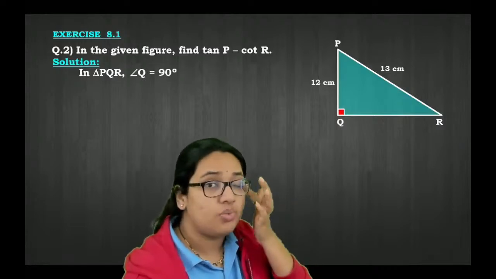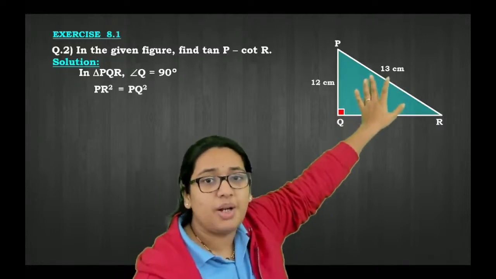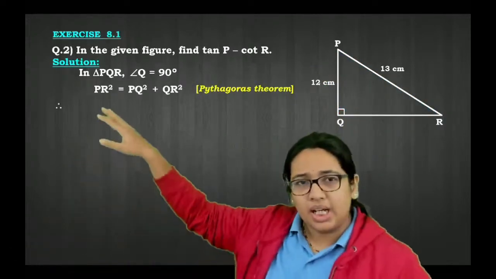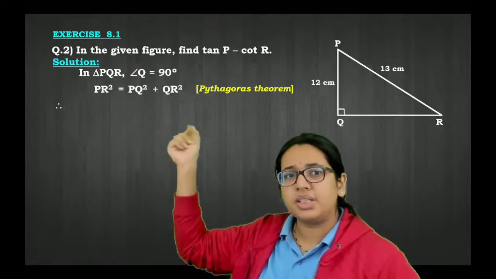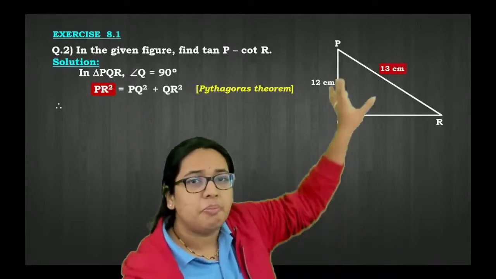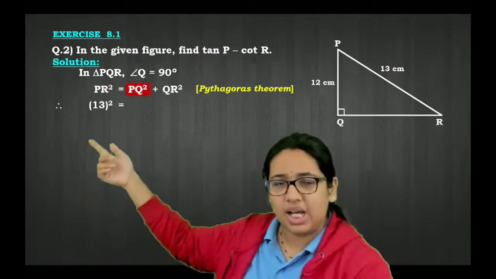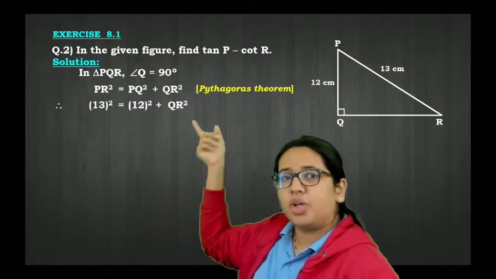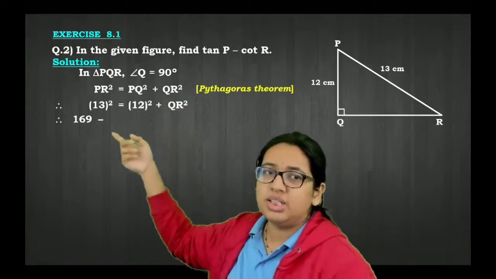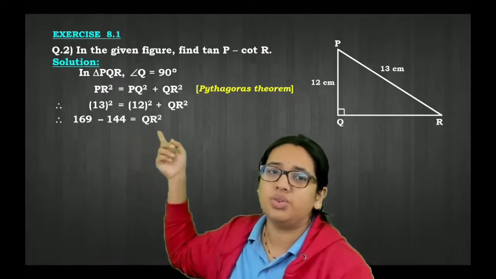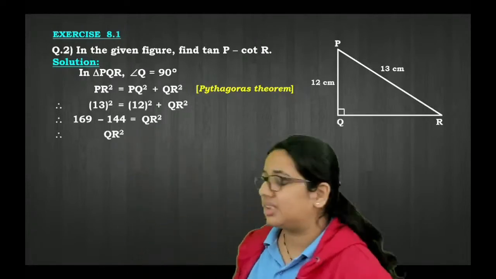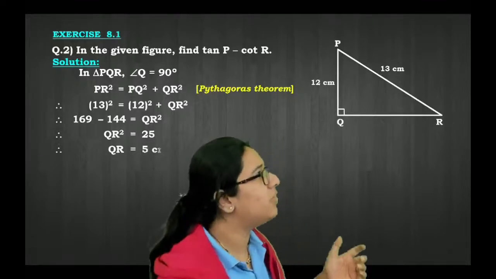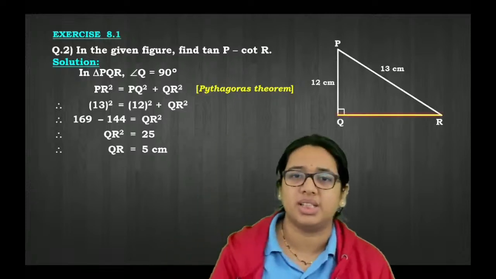Using Pythagoras theorem we can say that PR square equals to PQ square plus QR square. Hence, PR square will be 13 square, which is 12 square plus QR square. But आपको अभी QR square भी find out करना था. So 169 minus 144 will be QR square. That is QR square will be 25. Hence, we can say that QR will be positive square root of 25, which will be 5 centimeter.